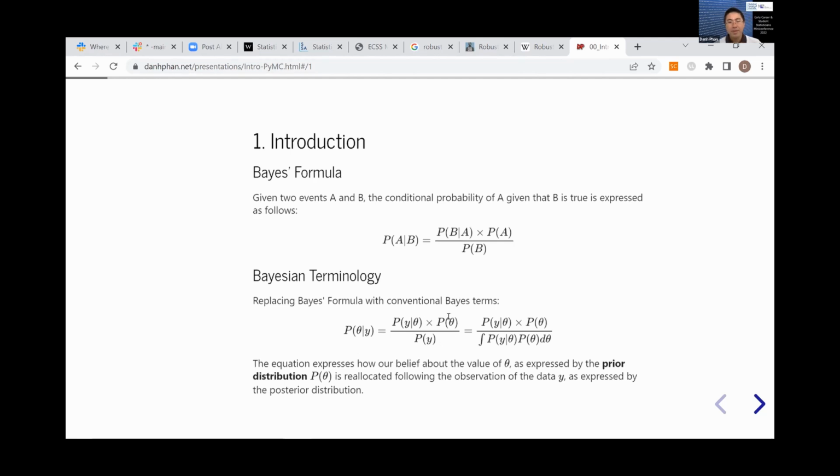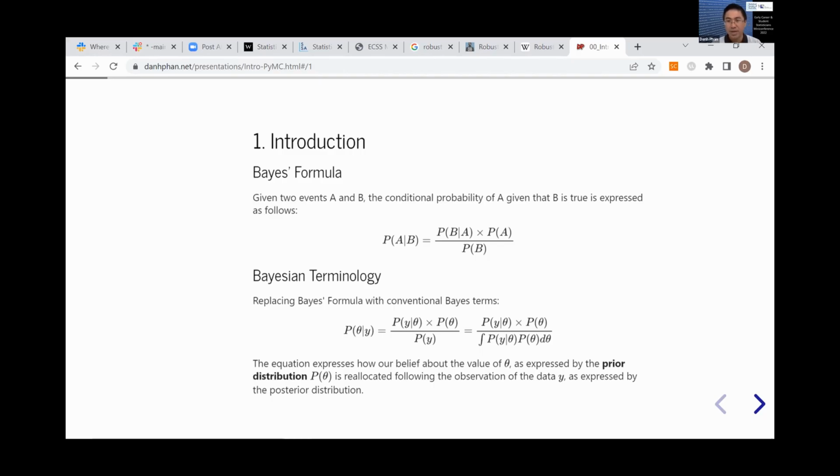The p(theta) here is, in Bayesian terms, called the prior, which is our prior knowledge of the parameter before we see the data. The p(y given theta) is the likelihood, which is our observation. And the denominator is a constant that we normally calculate using an integral, but it's very difficult to calculate, so we use a sampling approach for that.